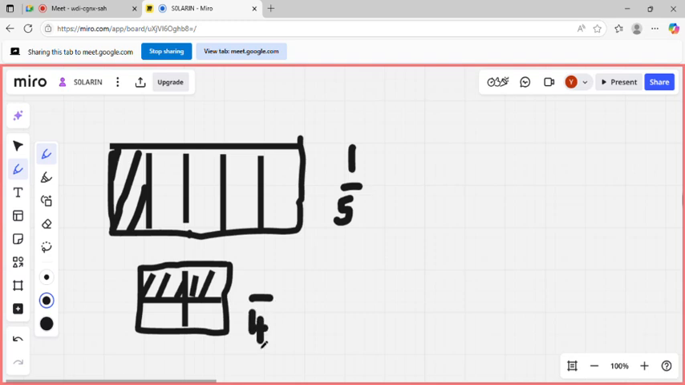And how many parts did I shade? I shaded 2 parts, and that is my numerator. So the numerator talks about the number of parts you shaded, while the denominator talks about the number of parts you divide the shape into. So you can identify fractions using different models. I've just given you 2 examples of how to identify fractions using different models.